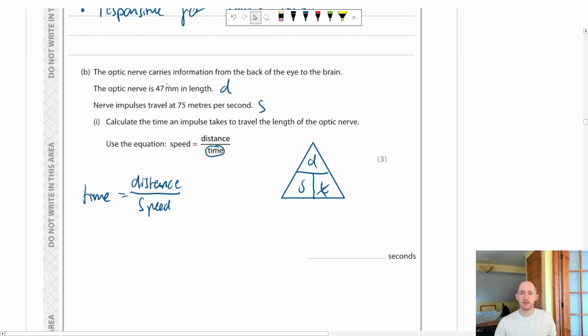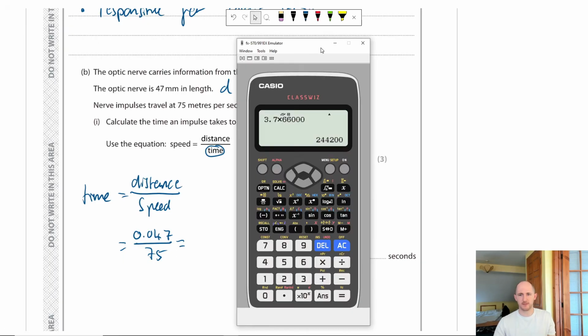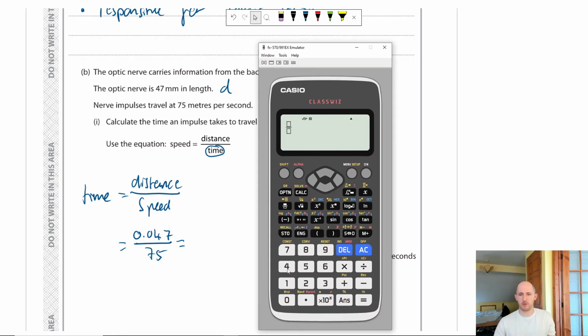Now, that doesn't mean you do 47 divided by 75. This is in millimeters, whereas this is in meters. So what is 47 millimeters in meters? Well, you divide it by 1,000, so you get 0.047 over 75. And let's have a look. It should be very quick because that makes sense, right? Like, how long does it take for you to respond to what you see? A very, very, very short amount of time.